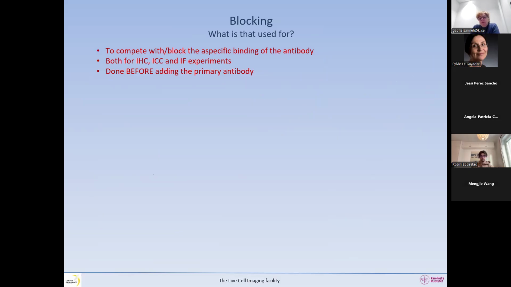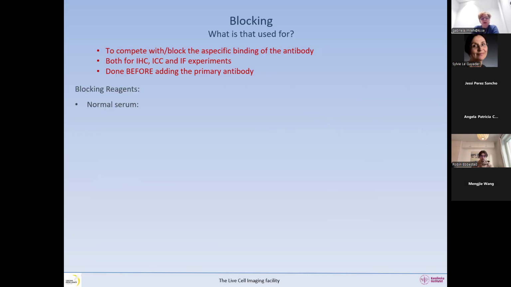Now we move to the next step in the procedure, blocking. Why do we do blocking? We need to perform a blocking step so that we are competing with the unspecific binding of the antibodies. And it's performed for all types of immunostaining, for immunohistochemistry, immunocytochemistry, and immunofluorescent experiments. And of course, it's done before adding the primary antibody.